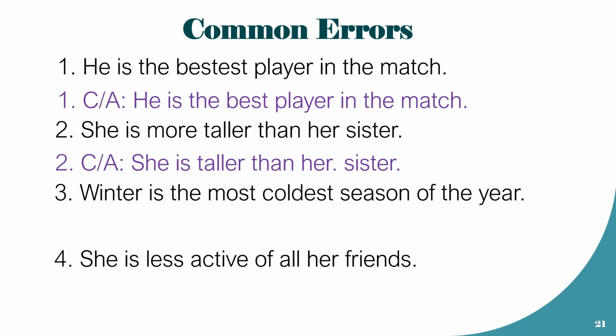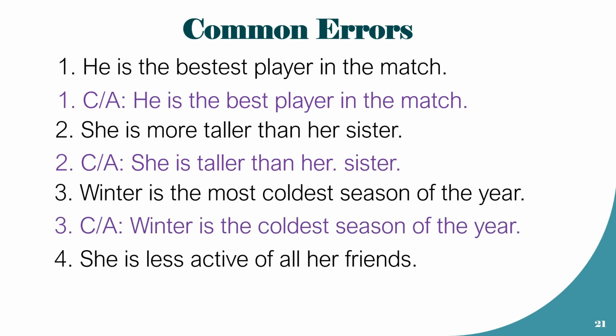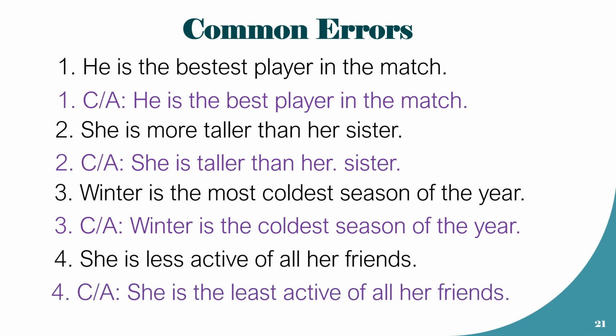Number three, winter is the most coldest season of the year. Here, degree of comparison is used incorrectly as it becomes a doubled superlative. The correct use of degree is coldest. So, the correct sentence is winter is the coldest season of the year. The last, number four, is she is less active of all her friends. Here, using the comparative degree is incorrect. We have to use the superlative degree as she is compared with all of her friends. The correct use of degree is least. So, the correct sentence is she is the least active of all her friends.